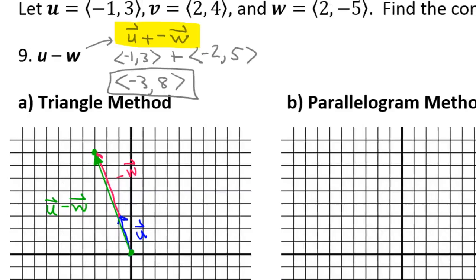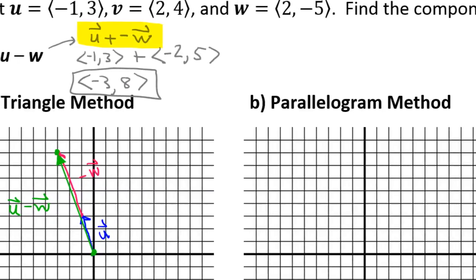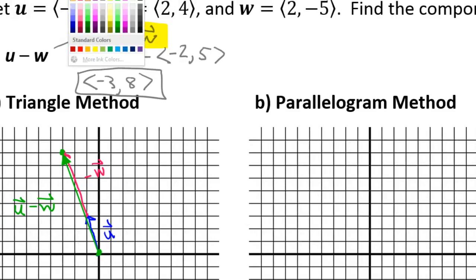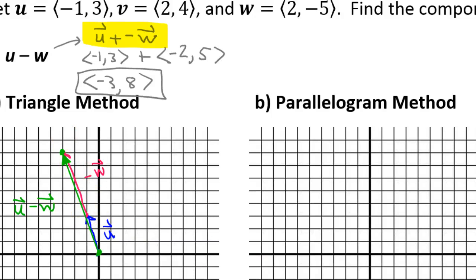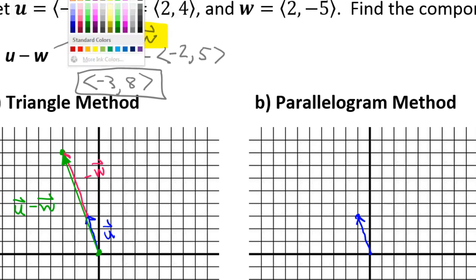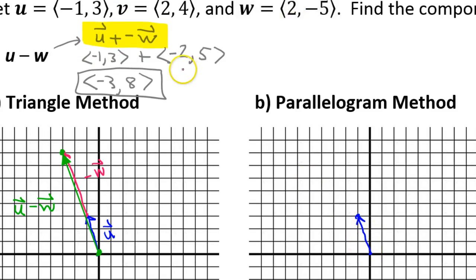Now we're supposed to do that same thing using the parallelogram method. This problem is going to be a little tough to do by the parallelogram method because you can see how much of a straight line it makes. But let's do our best. Vector u again went like this. And then vector negative w went negative 2 and up 5, so that was like this: left 2, 3, 4, 5. This problem is really hard to do by the parallelogram method, but let's do our best.